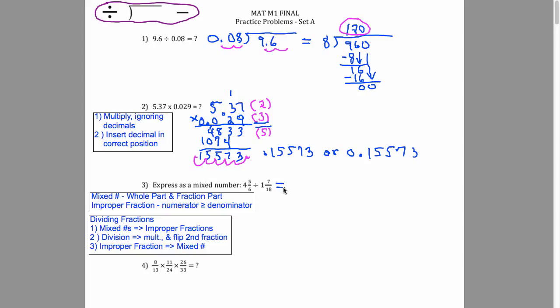So what you do is you multiply the 6 times the 4, and then you add in the 5. So we'll get 6 times 4 is 24, plus 5 is 29. Divided by the denominator we have. Divided by 18 times 1 is 18, plus 7 is 25 over 18.